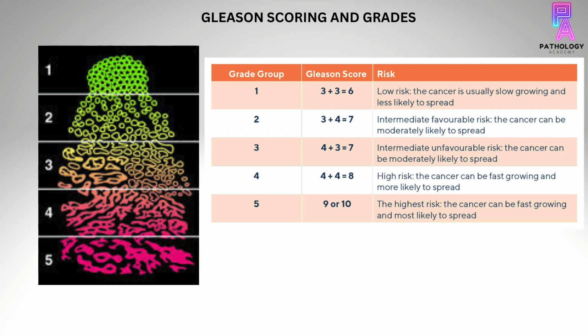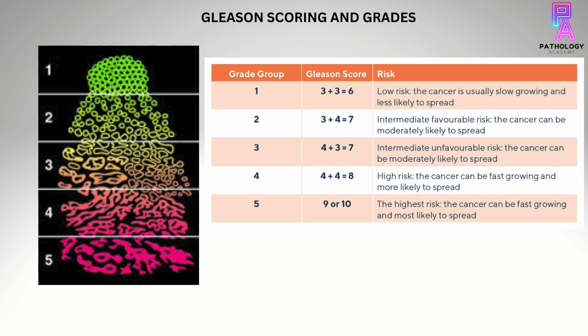6, then it is categorized as grade group 1, and this cancer has low risk as it is usually slow growing and less likely to spread. When the Gleason score is 3 plus 4, 7, then the grade group is 2 and it has intermediate favorable risk and the cancer can be moderately likely to spread. When the Gleason score is 4 plus 3, 7, again it is grade group 3 and intermediate unfavorable risk. The cancer can be moderately likely to spread.